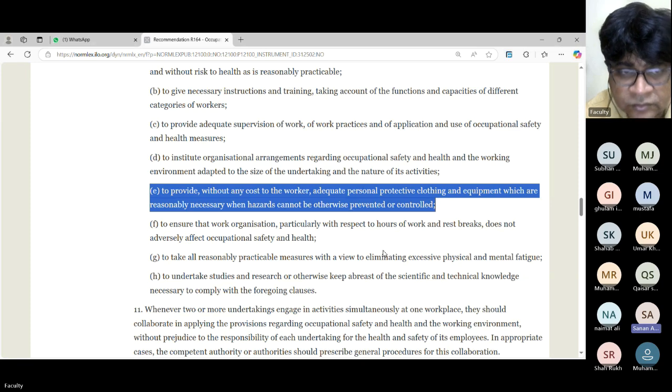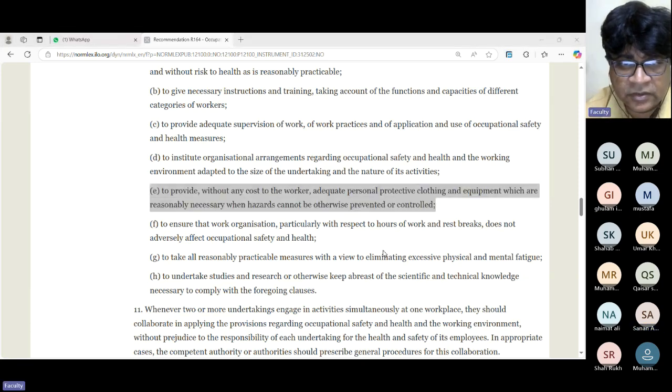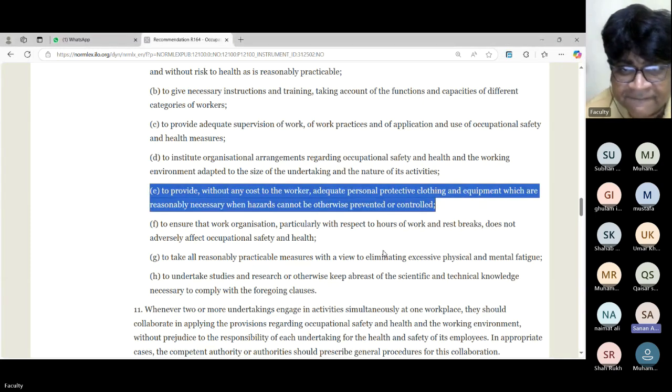Hello, sir. Good evening. Tell me, sir. In this line, they are saying to provide, without any cost to the worker, adequate personal protective clothing, like protective clothing for workers and equipment which are necessary to do work, to prevent any type of disaster. They need to have safety first.